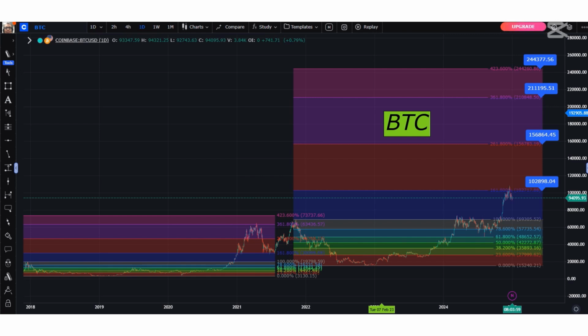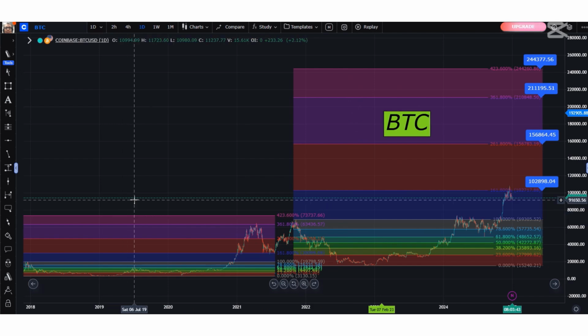So the Fibonacci tool is kind of like a cheat sheet for traders, helping them find the potential levels where the price of the cryptocurrency might pause, reverse, or maybe continue its trend. Let's break this down just a little bit for you here.